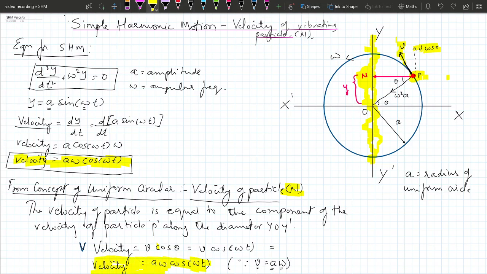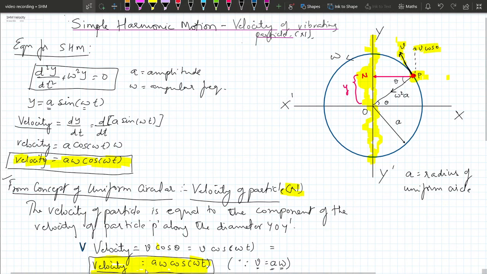So here you can use this method or the one using uniform circular motion. Both give you the same answer. This is just for representation, because in some cases we need it. Therefore, I have discussed the second one. Now let us analyze in detail how we can do the analysis for the velocity.